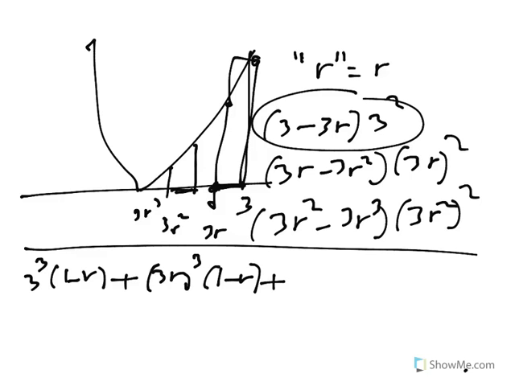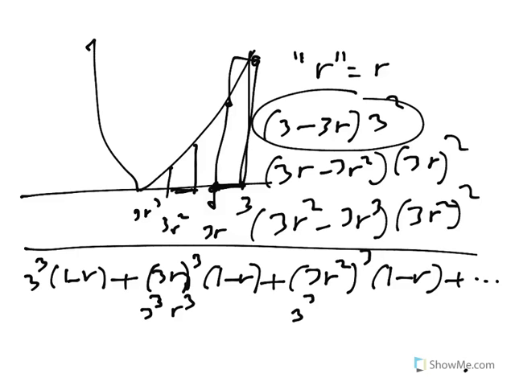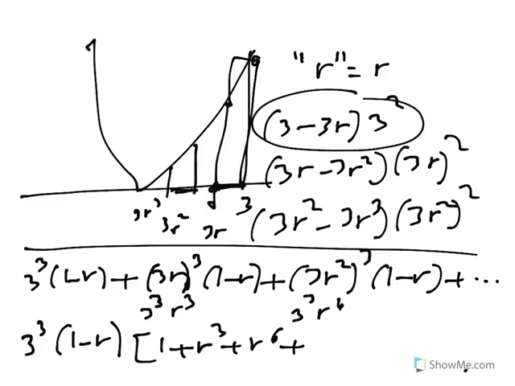And the third one, I could factor out a 3r squared and give it to this other 3r squared. I have two of them, so it's (3r squared) cubed times 1 minus r plus dot dot dot. This (3r) cubed is 3 cubed r cubed, and this (3r squared) cubed is 3 cubed r to the 6. So if I factor out a 3 cubed and a 1 minus r, inside I'm left with 1 plus r cubed plus r to the 6 plus r to the 9th.